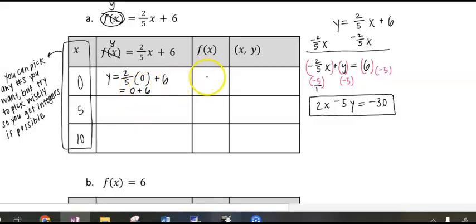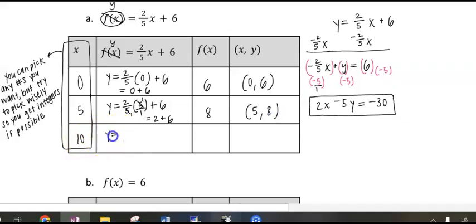0 plus 6 makes 6. So putting this together, when x is 0, y is 6. So I have a coordinate point at (0, 6). The next x I chose to plug in was a 5. The reason why I chose that one is because I know that I can multiply 2/5 by 5 pretty easily. The 5's can reduce down, so I just get 2/1, or 2, plus 6, which makes 8. So putting the x and y together, (5, 8) would have to be the coordinate point.